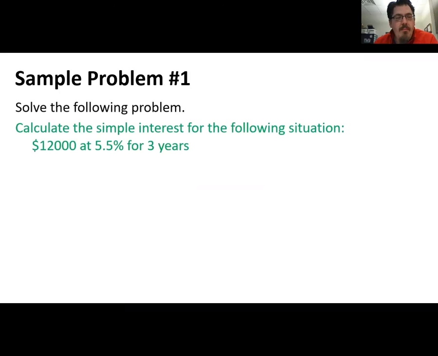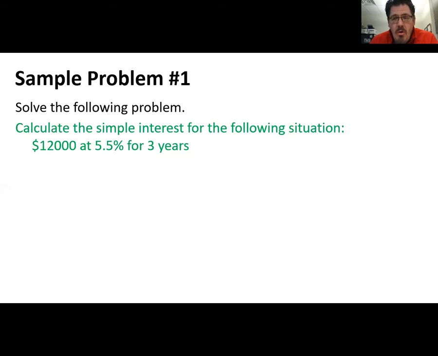All right, so let's talk about simple interest. Let's go ahead and jump into our first problem. Pretty straightforward. We're going to calculate the simple interest for a situation where you've got $12,000, where the annual interest rate is 5.5%, and the amount is going to be in place for 3 years. So this could be a situation where you're maybe saving money into a savings account or some other investment where interest is added to the amount that you invest over time.